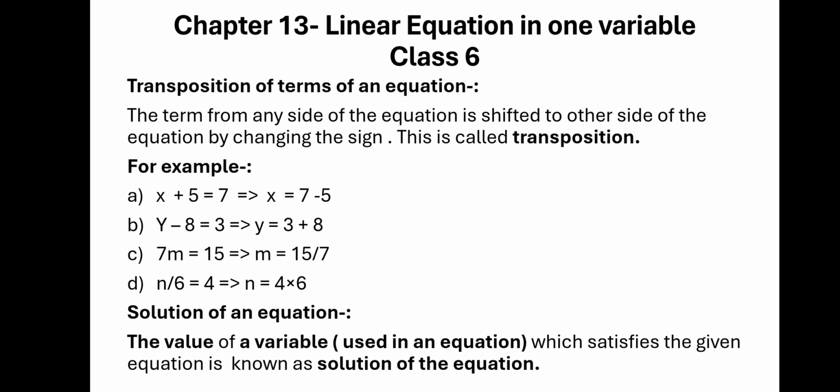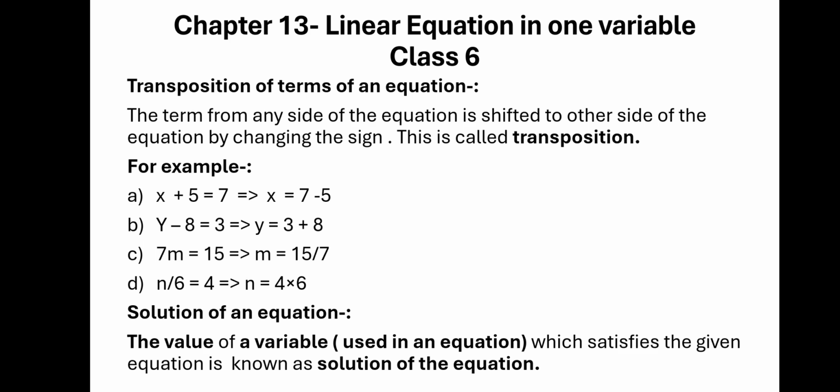Now there is no equal to sign before solving the equation. We have to put implies. Implies means what the next statement will be. y minus 8 equal to 3 implies y is equal to 3 plus 8. So we are changing the sign while transposing it to the other side of the equation.